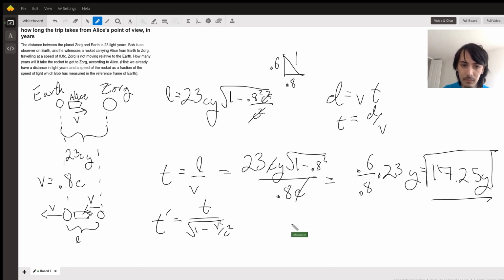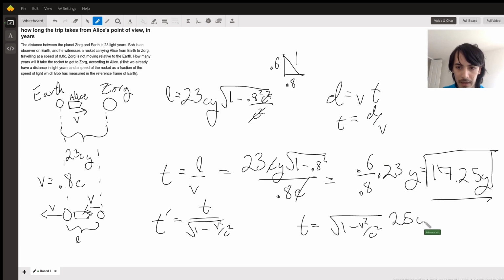And this is going to be t equals square root 1 minus v squared over c squared times the time that it takes, which is again going to be 23 light years over the velocity, which is again 0.8 c. And this is the same expression that we had earlier. So those are the same. Okay, hopefully this was helpful.